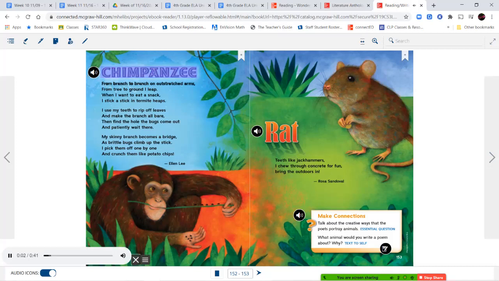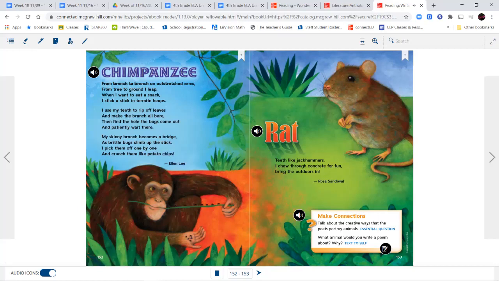Chimpanzee. From branch to branch on outstretched arms, from tree to ground, I leap. When I want to eat a snack, I stick a stick in termite heaps. I use my teeth to rip off leaves and make the branch all bare. Then find the hole the bugs come out and patiently wait there. My skinny branch becomes a bridge as brittle bugs climb up the stick. I pick them off one by one and crunch them like potato chips.